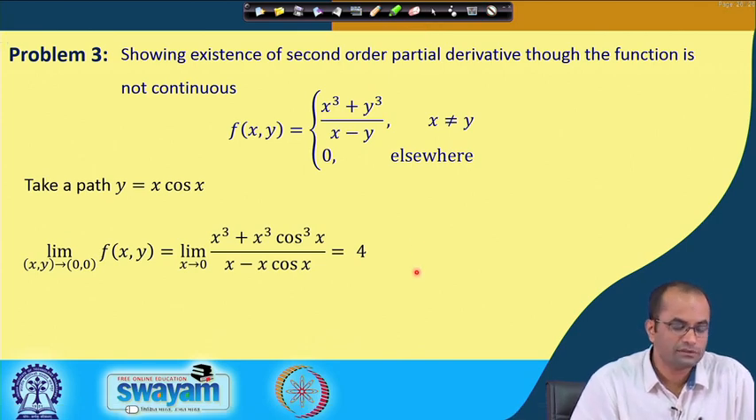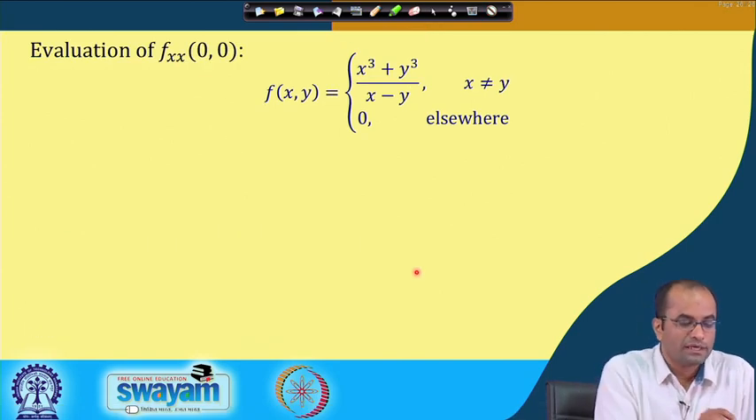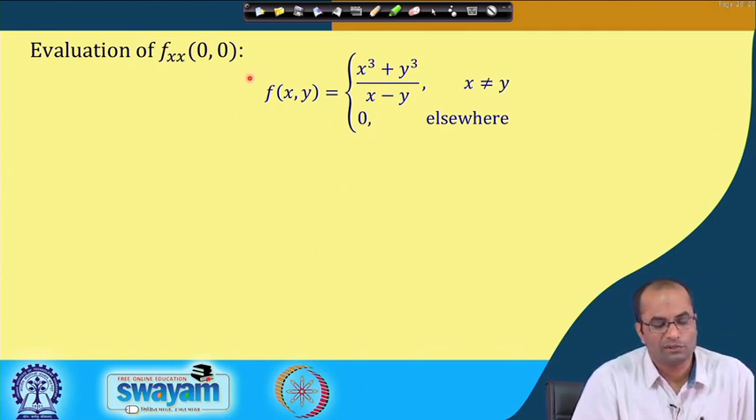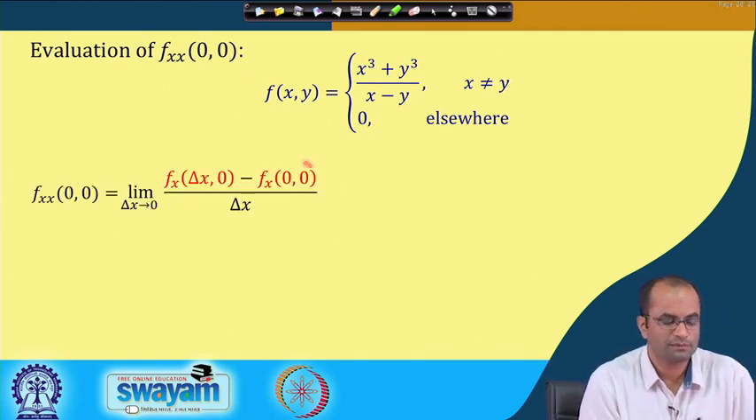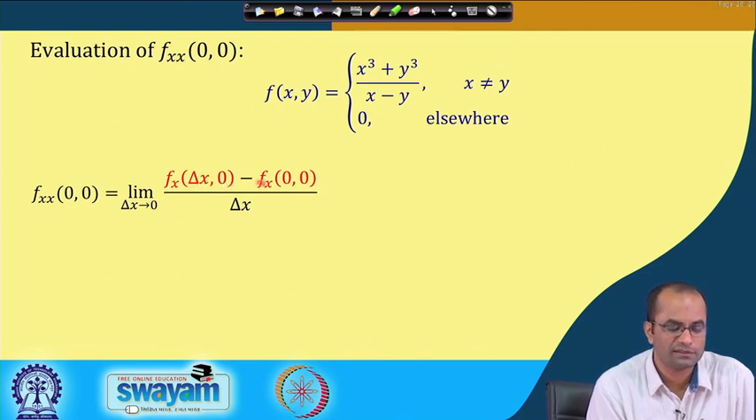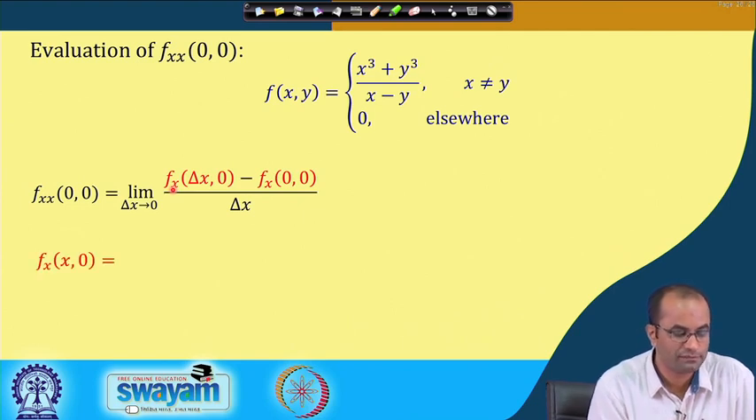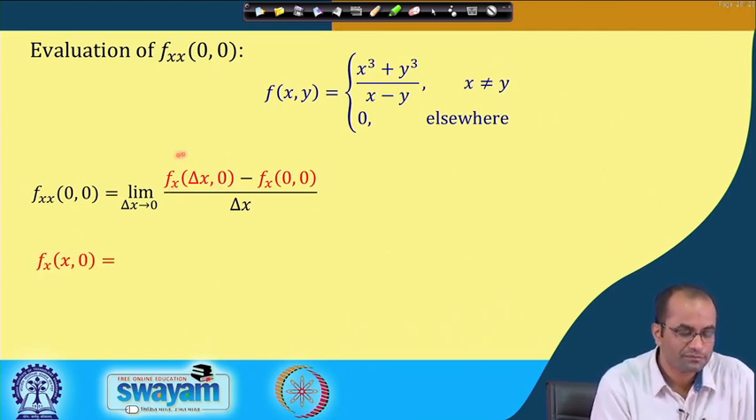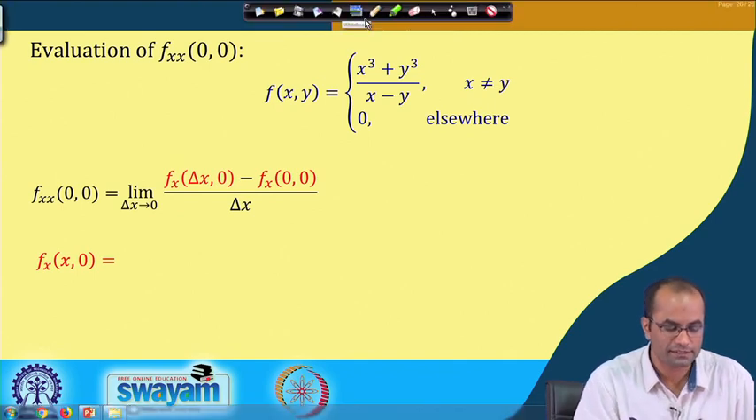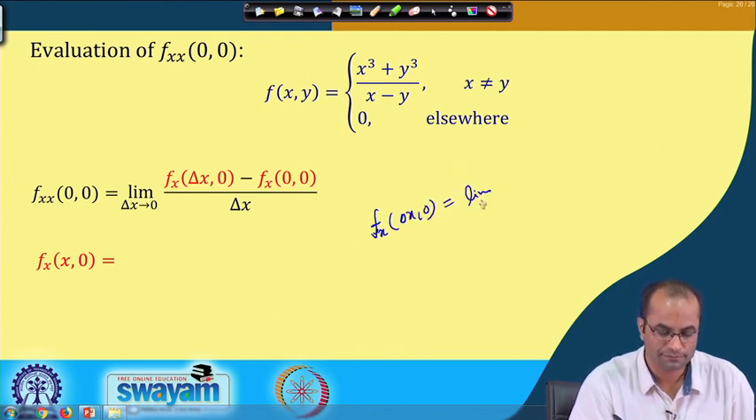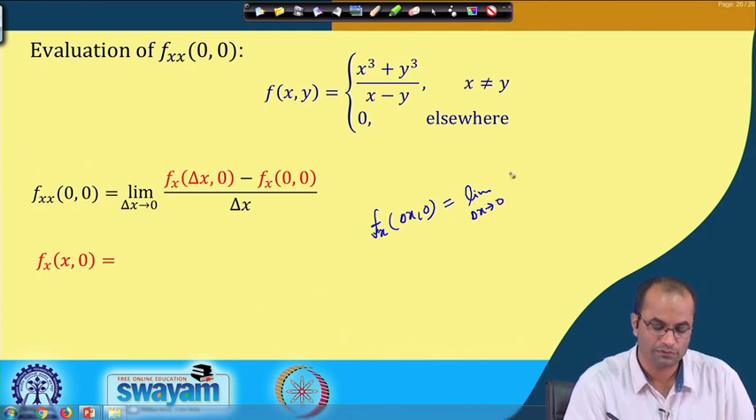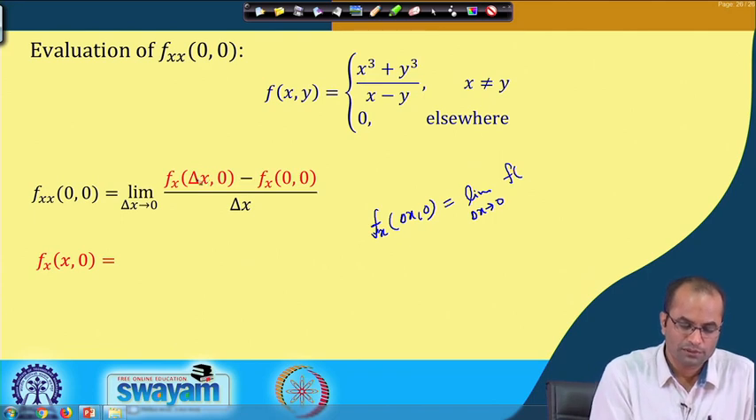So, in this case the function is not continuous, but what we can do is evaluate f_xx at (0,0). How? f_x at (0,0) as per the definition is the limit of f(Δx, 0) minus f(0,0) over Δx, the usual definition we have used several times. And then again we have to see what is this function here, f_x(Δx, 0).